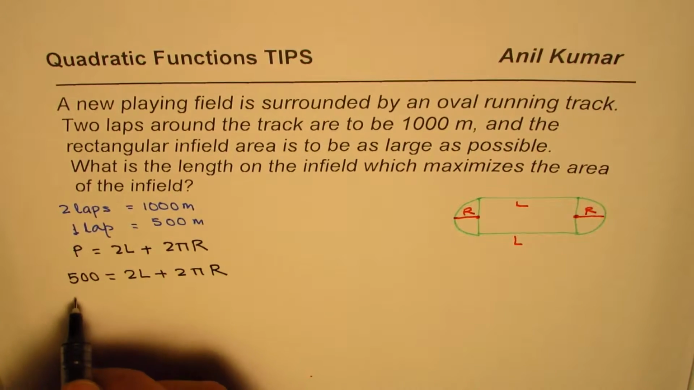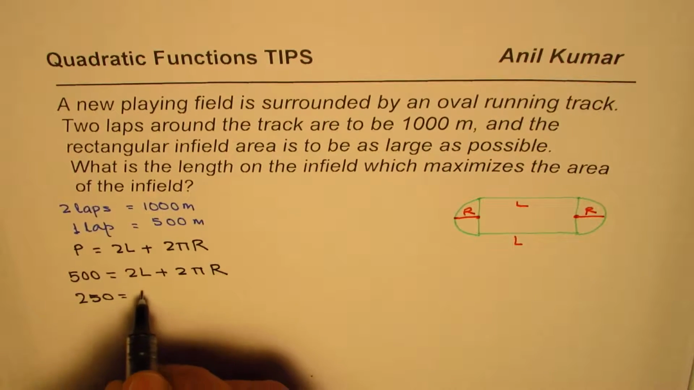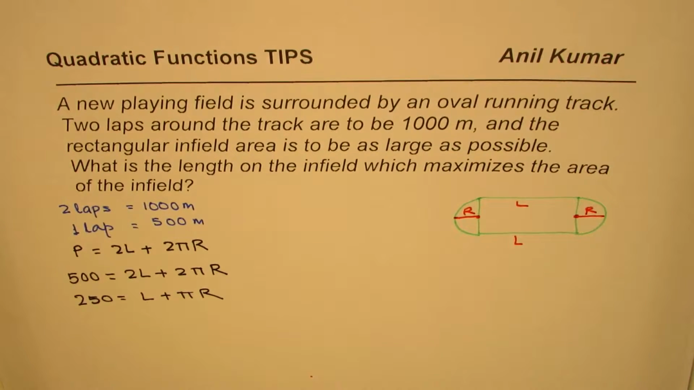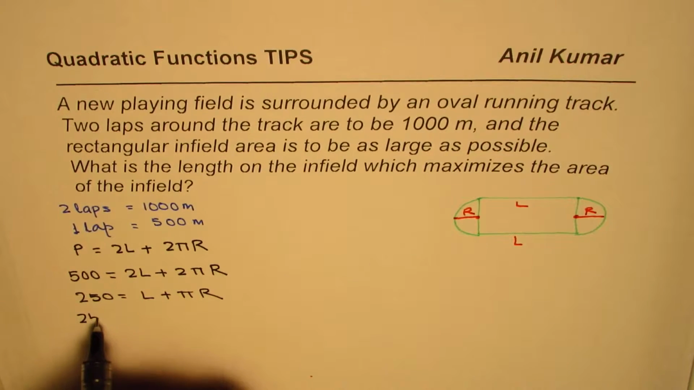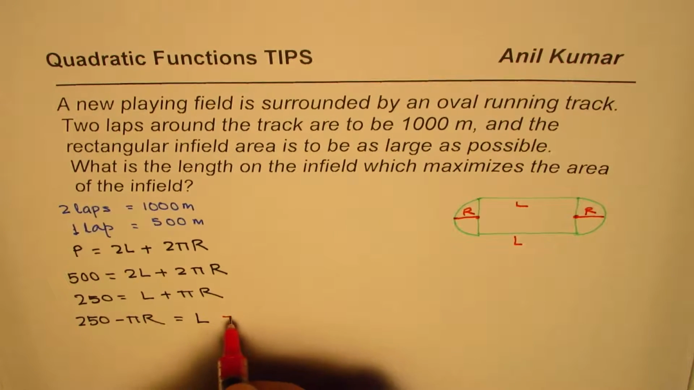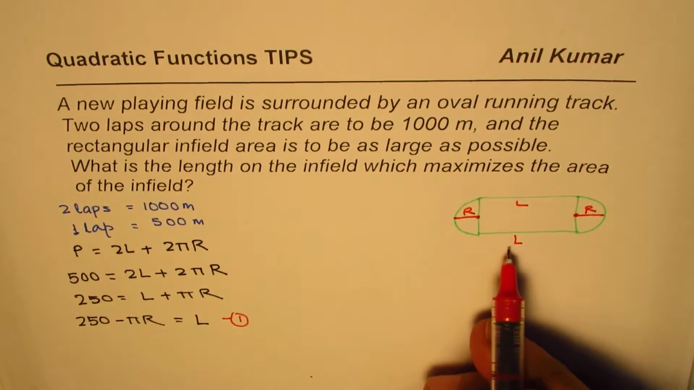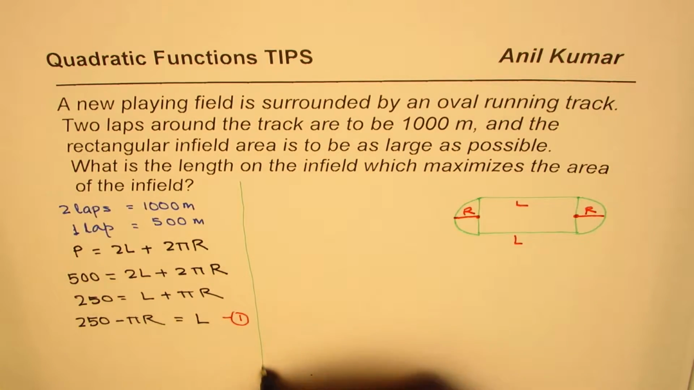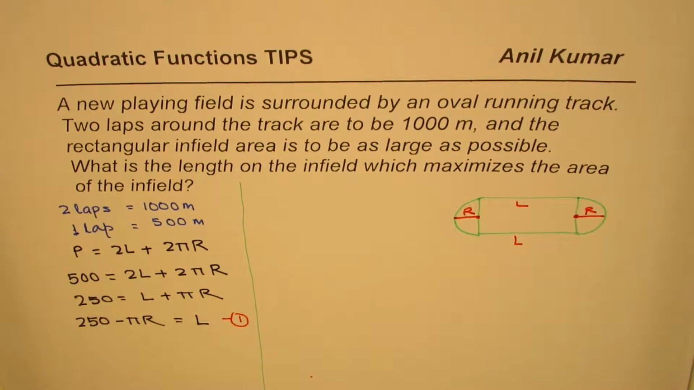Now we can divide by 2 to get 250 equals L plus pi r. Now from this equation, we can write what L is in terms of R, right? So we can say 250 minus pi r is equal to L. I'll call this our equation number 1. So that is the relation between the length and R, the radius of the circular part on the ends, right? So we have a relation between the radius and L.